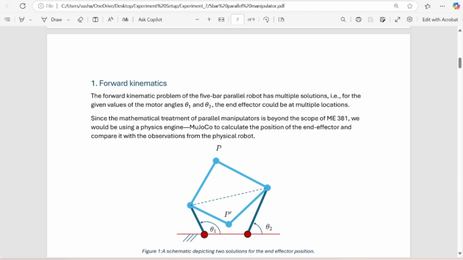Now this is an open source physics engine. So what we'll do is we have developed the kinematic model in MuJoCo. We'll change theta 1 and theta 2 and see how that point P is moving in space. Okay, that's what we mean by the forward kinematics.